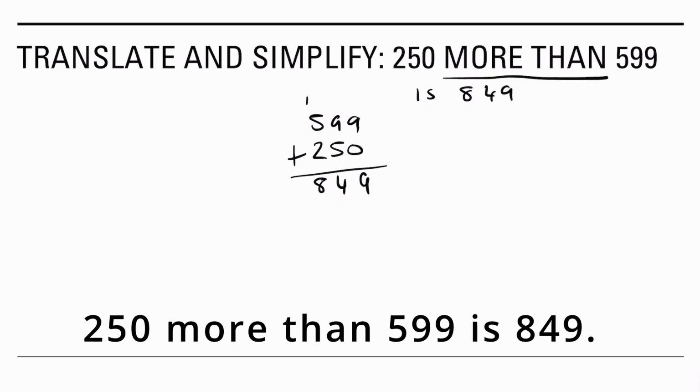And so in this case, we would have 599 plus 250. And so we just do this the same as every other one. So we end up with 9, 14, carry the 1, 1 plus 5 is 6, plus 2 is 8. And so we end up with 849. So 250 more than 599 is 849.